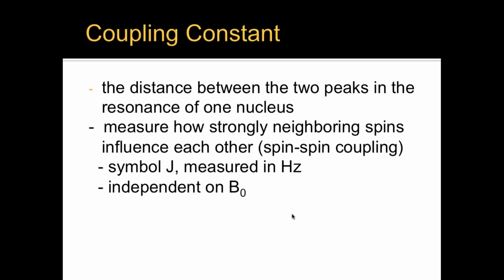Coupling constant tells us how important it is that the neighbor of the proton is present in the molecule. I will tell you with an example why it is important. The symbol of the coupling constant is J, and it does not depend upon the magnetic field.